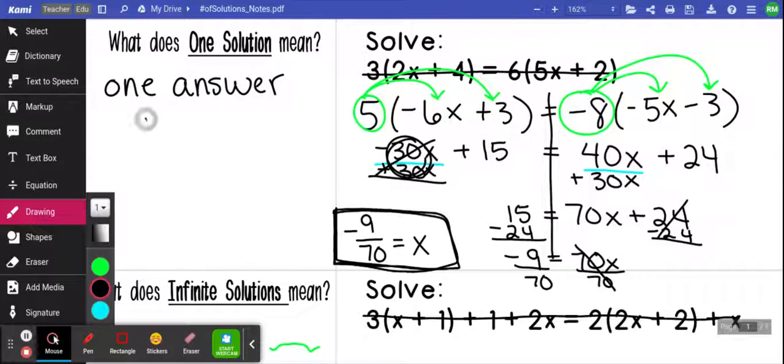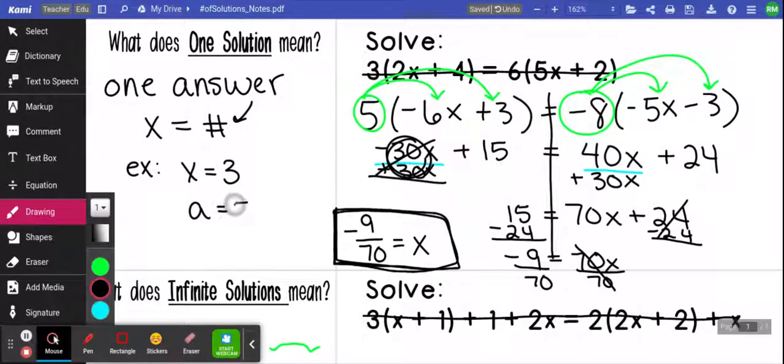And you're always going to have x. It might not be x. It could be a different variable, right? It could be a, b, c, d. X equals some number. And that number is your one answer. Okay? Another example might be x equals 3 or a equals 5. That's what it would look like when you solve your equation. Variable equals a number. That means it has one answer, one solution.